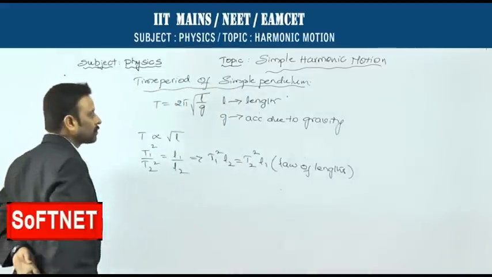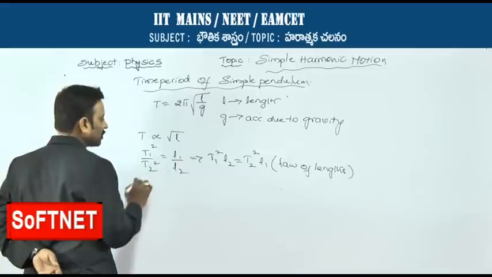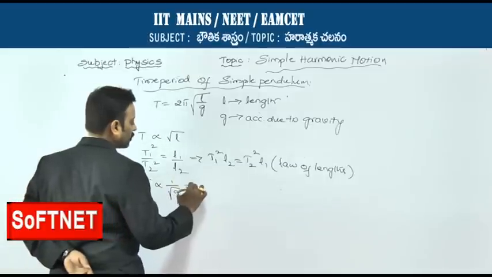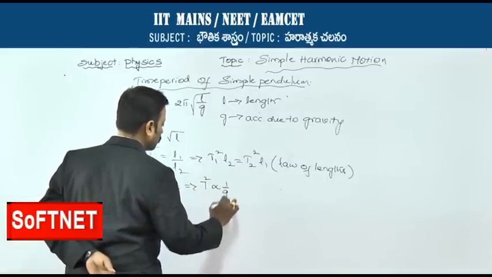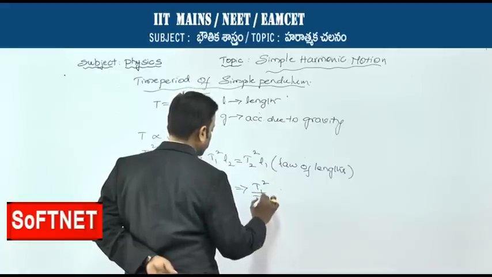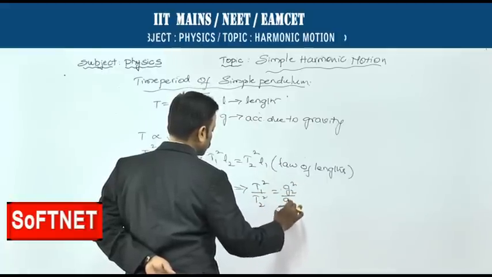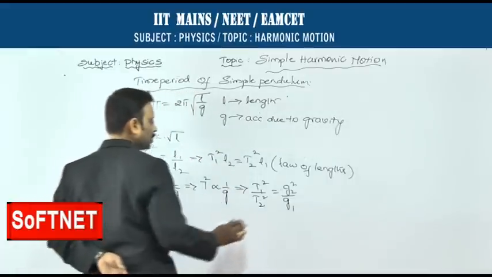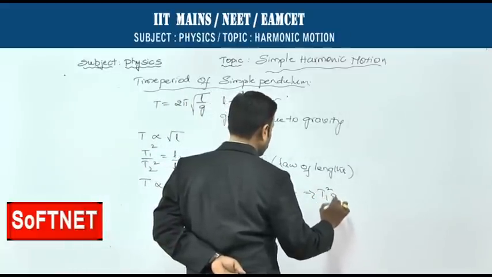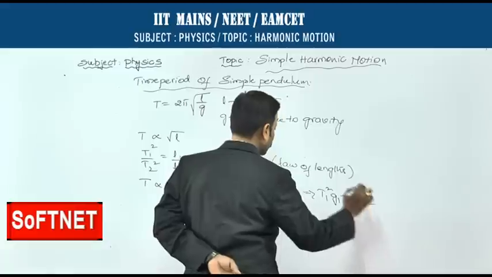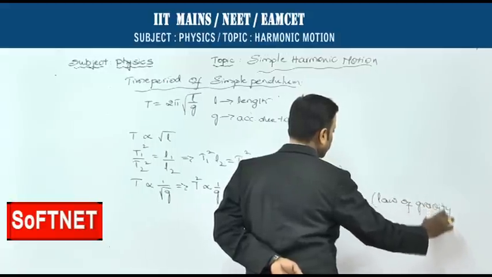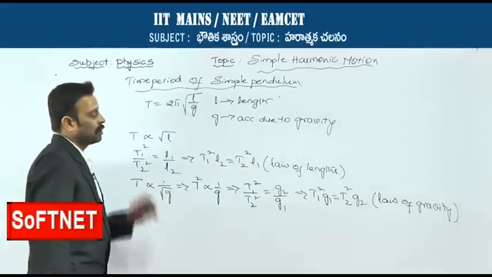Then how time period and gravity are related: T is proportional to 1 by root g. From this, T square is proportional to 1 by g. From this, T1 square by T2 square is equal to g2 by g1. From this, T1 square g1 is equal to T2 square g2. This is the law of gravity. First one is the law of lengths, next is the law of gravity.